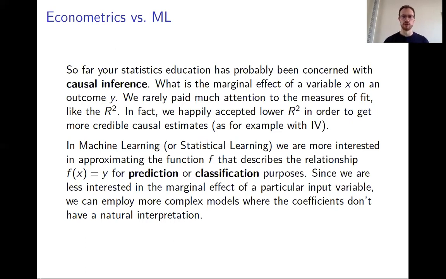In machine learning, however, we are generally more interested in approximating the function that describes the relationship, for prediction or classification purposes. And we're not that interested in interpreting the marginal effect of a single variable, and therefore we can also build models that are more complex, nonlinear, and sometimes the individual components are impossible to interpret. For example, with neural networks, it's not possible to interpret the marginal effect of a single input in such a complex model.